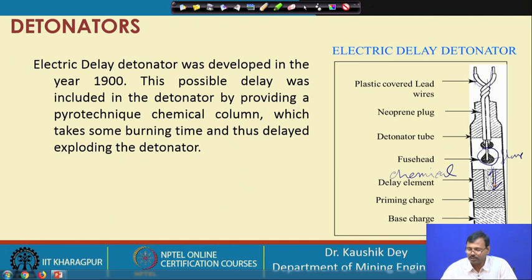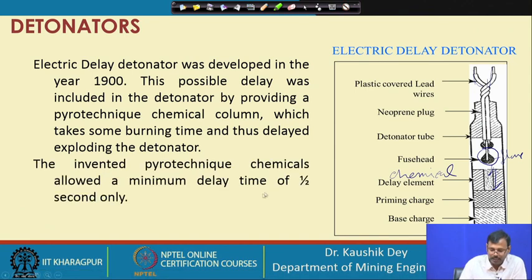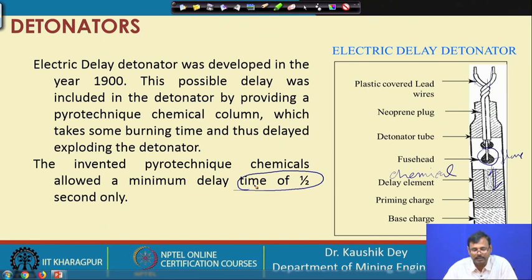So, in this way a time gap is created for initiating the different holes, but using this technology it was found that only a half second delay time could be achieved at that time. That means the minimum delay achieved by using this pyrotechnic chemical in 1900 was only half a second, that means 500 milliseconds.